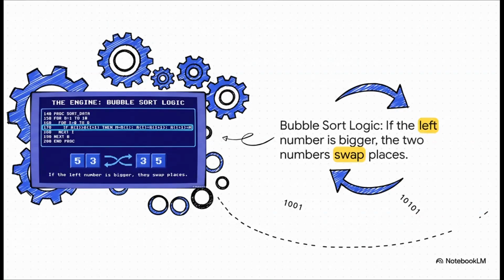Let's just peek inside one of those engine parts, the sort data procedure. This uses a classic algorithm called a bubble sort. The logic is actually really simple. It just looks at 2 numbers side by side. If the one on the left is bigger than the one on the right, they swap places. The program just repeats this over and over, and eventually, the larger numbers bubble their way to the end of the list, leaving everything perfectly sorted.